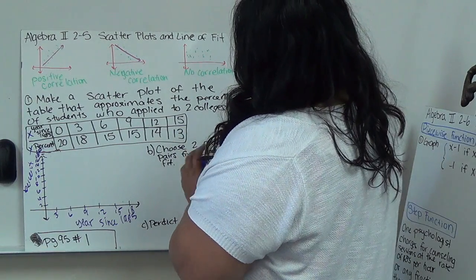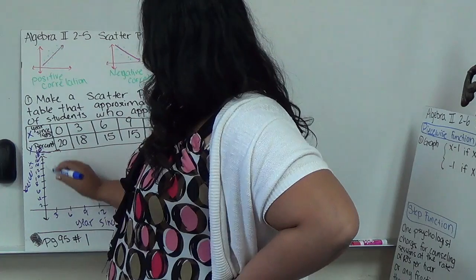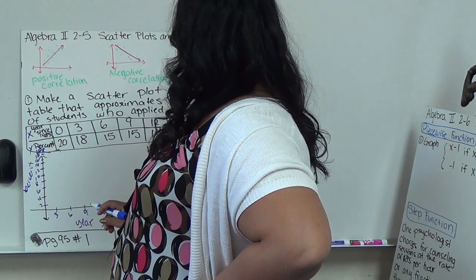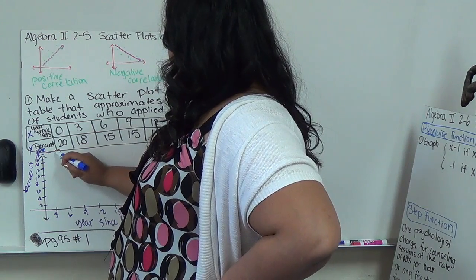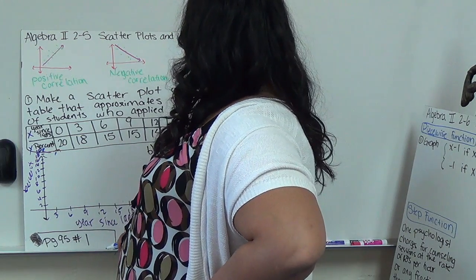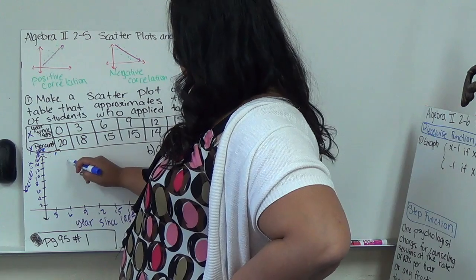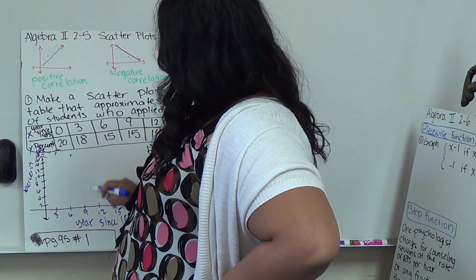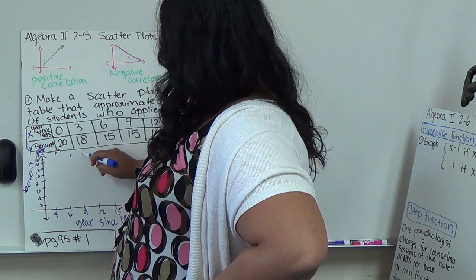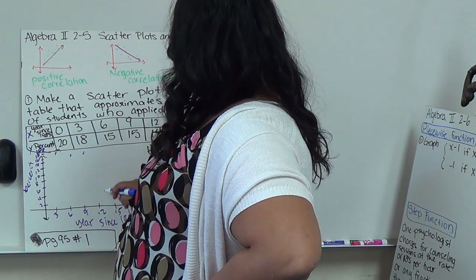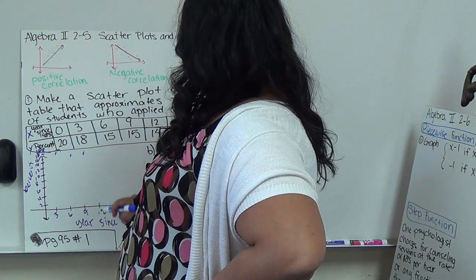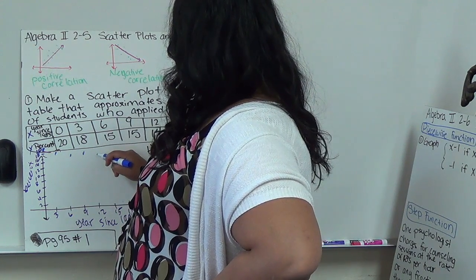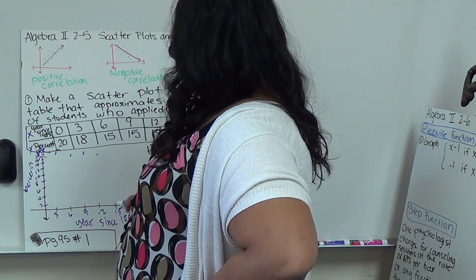Then we can graph. We have 0 to 20, which is right here. 3 to 18. 6 to 15. 9 to 15. 12 to 14. No, sorry, 14. And 15 is 13.